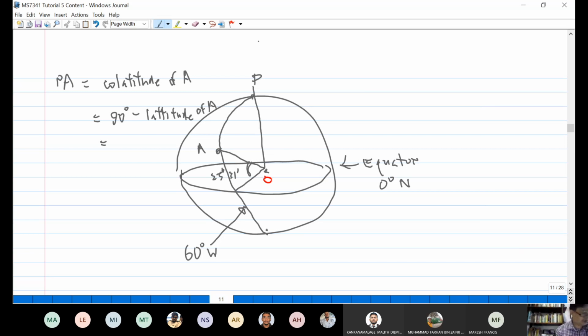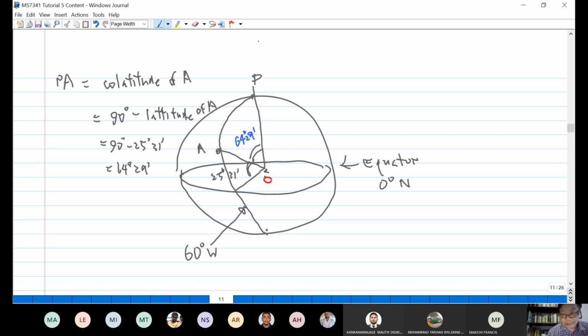So you can get the co-latitude of A now. Why 90? Because from the equator to the North Pole, the angle is 90 degree. So it's actually 90 minus 25 degree 31 minutes, and you'll find that this is 64 degree 29 minutes. Co-latitude means this other angle, 64 degree 29 minutes, PA, because the total angle from the equator to the North Pole is 90 degree. So this is called the co-latitude of A. That is how to find the co-latitude of A.